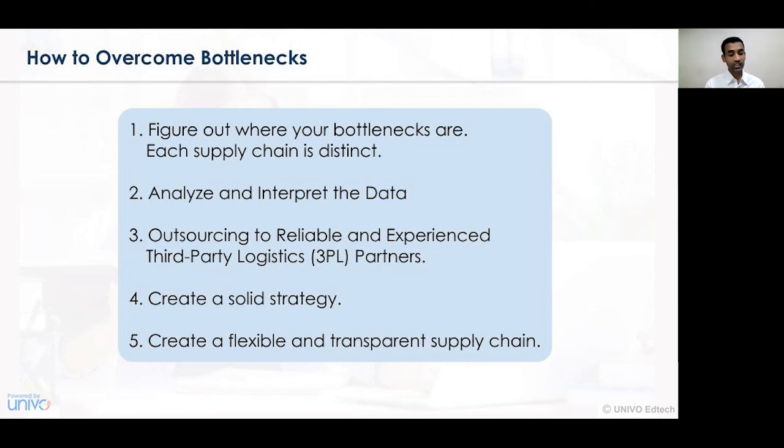Creating a solid strategy and a flexible and transparent supply chain. A strategy should be implemented which is acceptable in the short run as well as in the long run, and one should see how to control certain activities in the short run as well as in the long run. Accordingly, policies which are flexible and transparent in nature should be implemented, and those policies can be organized and planned in the business organization.